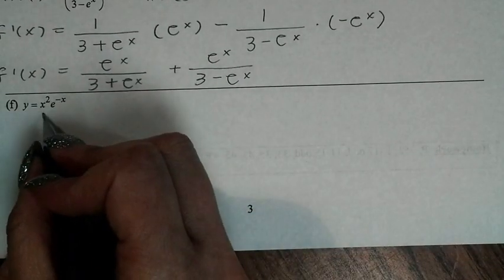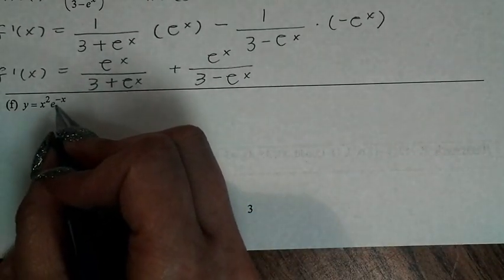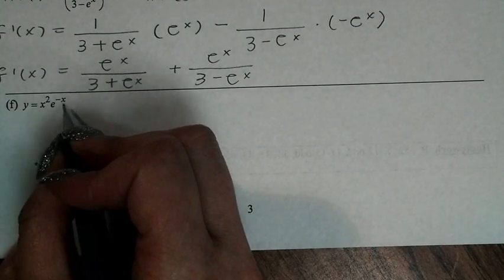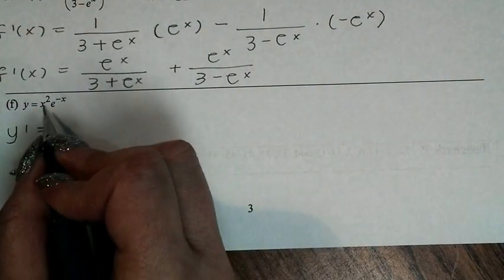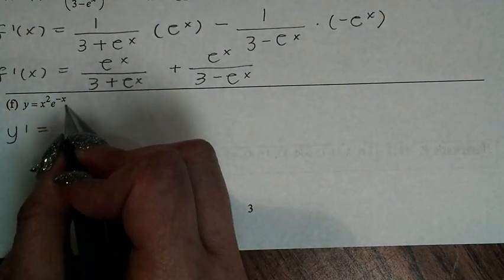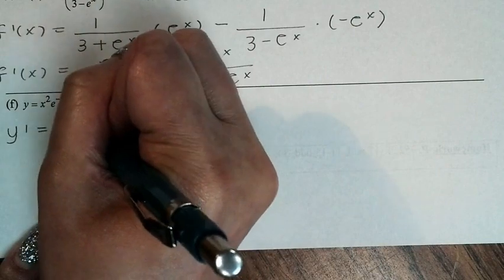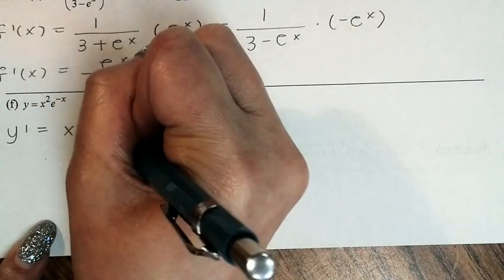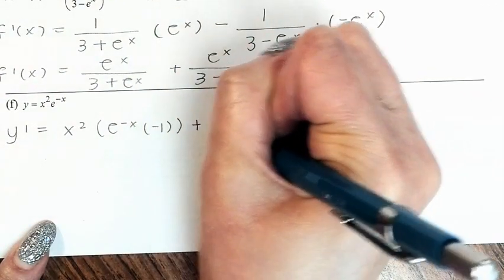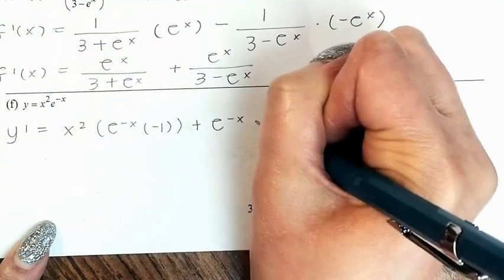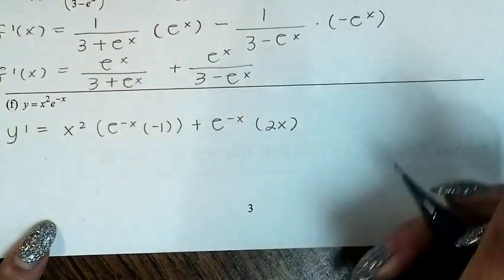The next one that you have over here is y equals x squared e to the negative x. So what you're going to do here is clearly a product rule. Okay, you are multiplying the x squared and the e to the negative x. So you have the first one times the derivative of the second one, which is this one, times negative 1, plus the second one times the derivative of the first one, which you know is 2x.